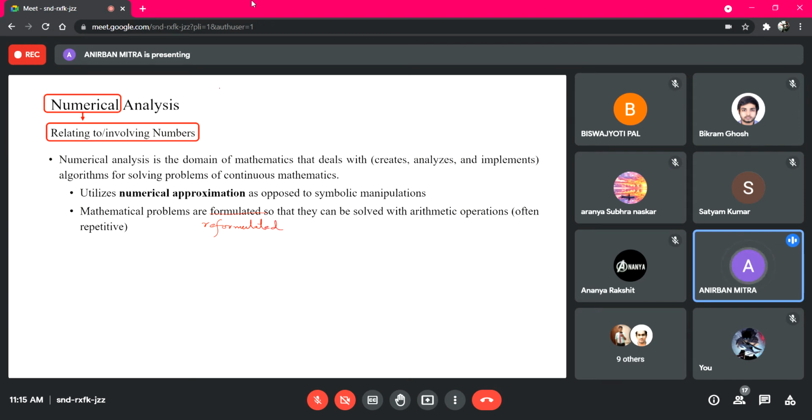Let's come to the example. Let's say I is defined as a definite integral like this: integration a to b, that's the lower limit and the upper limit, f(x) dx. We are familiar with this. Here, f(x) is a general function. It could take any form.